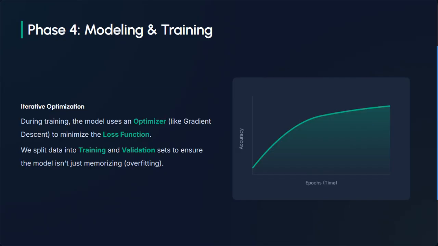Then the next phase is model training. Now it's time to train the model. The algorithm learns patterns from the training data and tries to make accurate predictions. During training, it keeps improving by reducing its mistakes. We also divide the data into training and validation sets. This helps us check whether the model is learning correctly instead of simply memorizing the data. This problem is called overfitting.